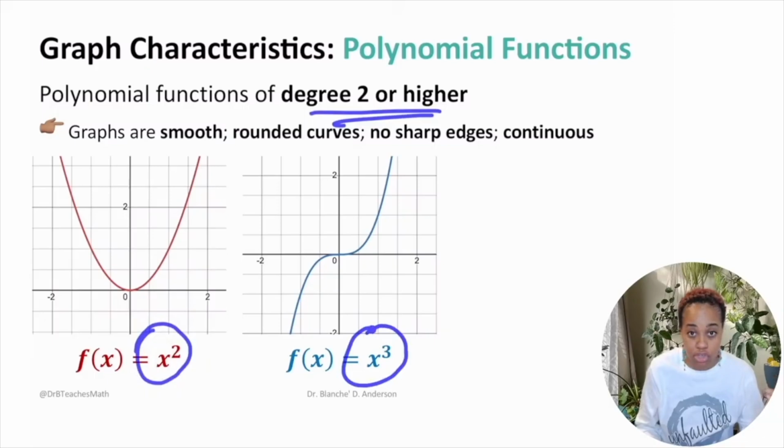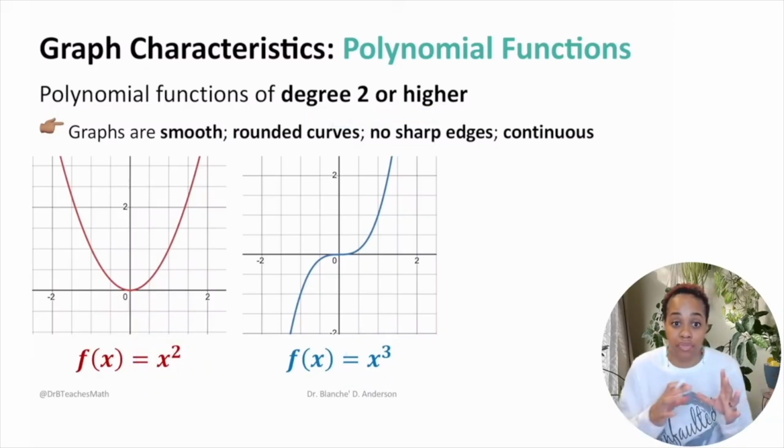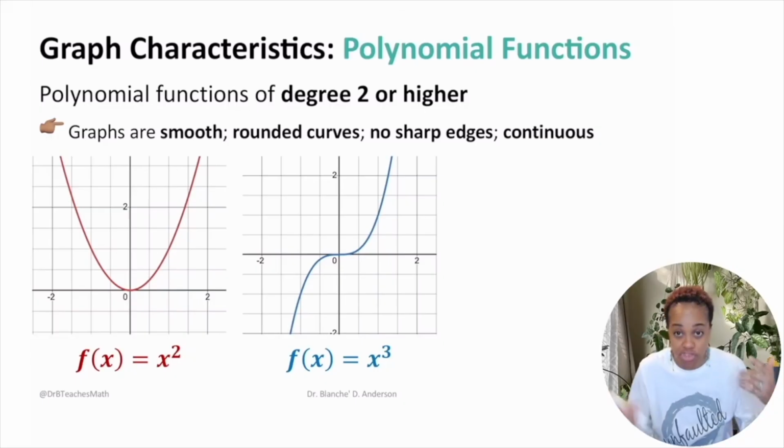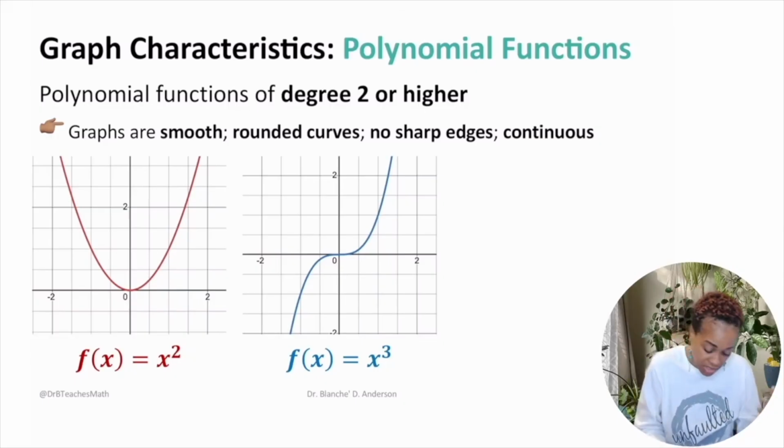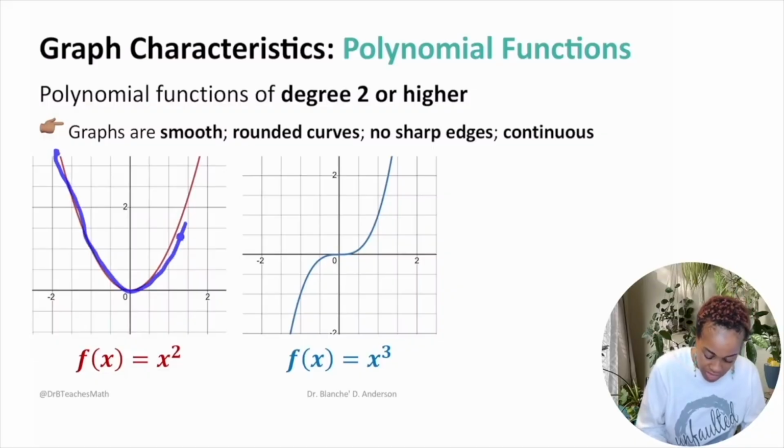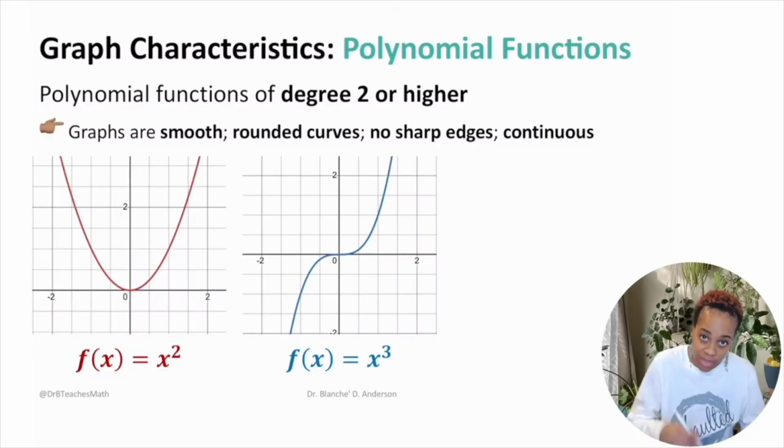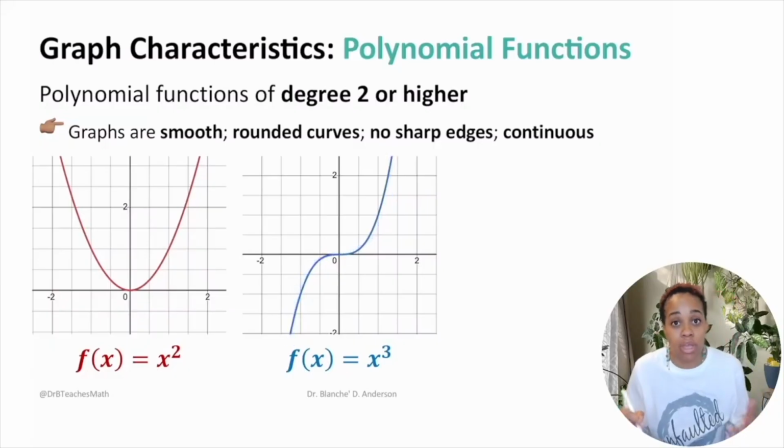and your x cubes. They're going to be smooth. It says rounded curves, no sharp edges, continuous. What they mean by continuous is if you put your pencil down and you start, you can draw it without picking your pencil up. So that's another way that you can tell. Same thing here. If I put my pencil on here and I trace this, you can draw the entire graph without picking up your pencil. So that's also the way that you know that it's a polynomial function.